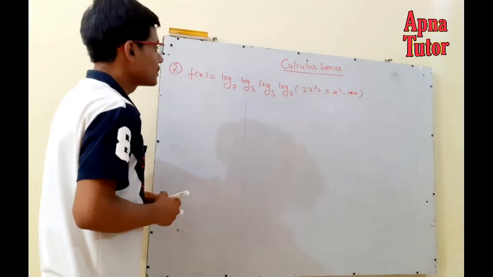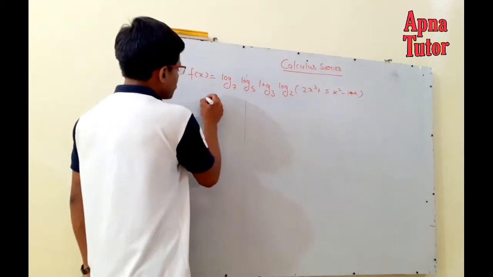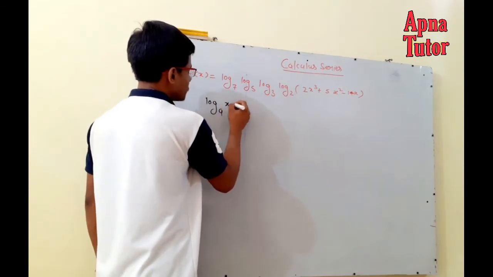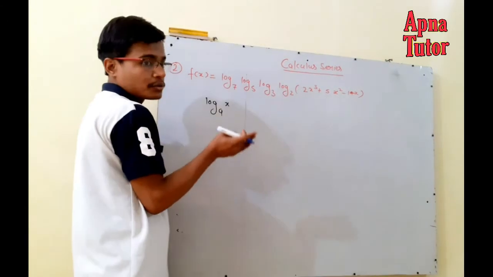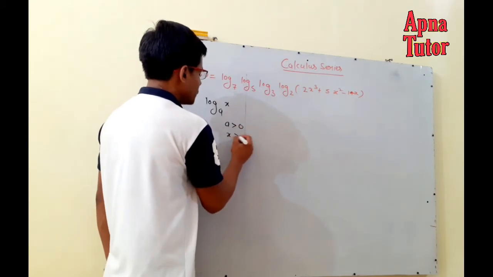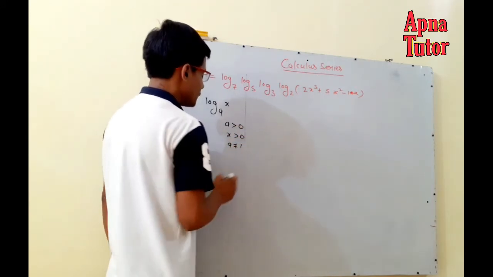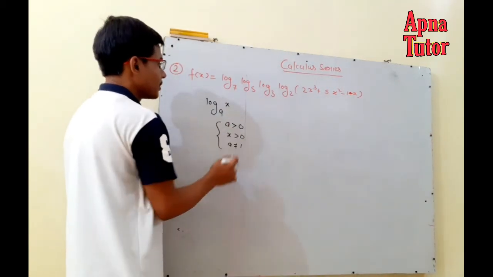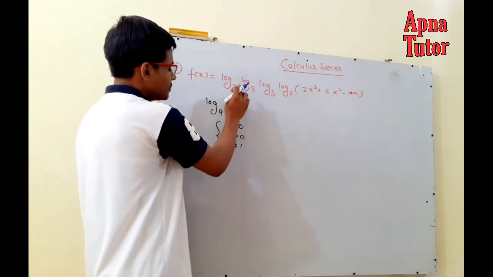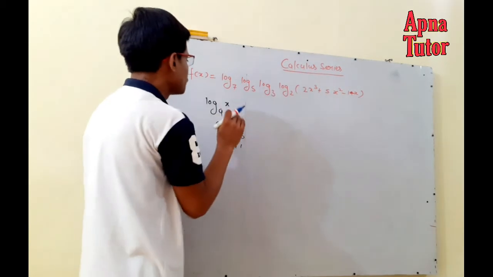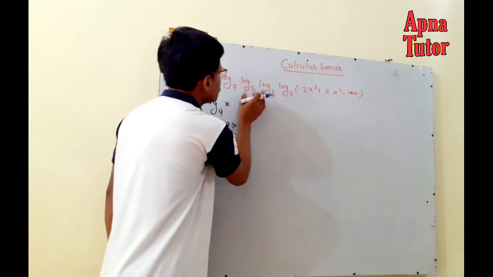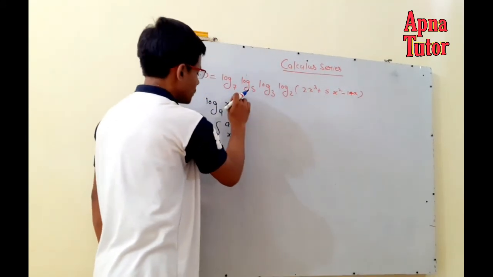So what you can do for that, we know the concept of the function log base a of x. What is the condition to define this function? Your a must be greater than 0, x must be greater than 0, and a not equal to 1. So these are the three conditions you have to satisfy to define this function. Your base is positive, greater than 0, so no need to worry about it, and the base should also not be equal to 1.